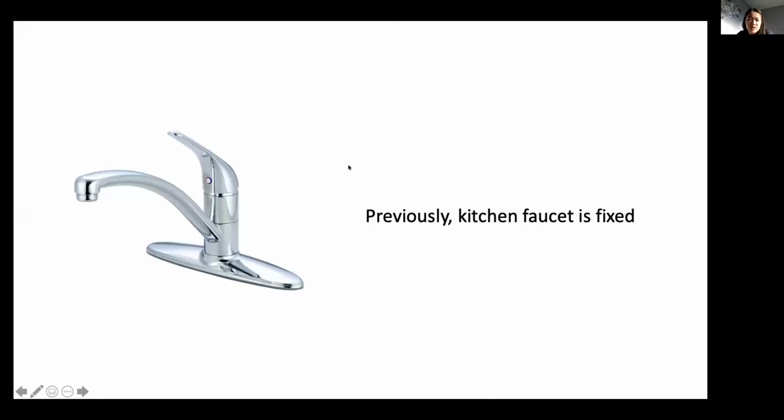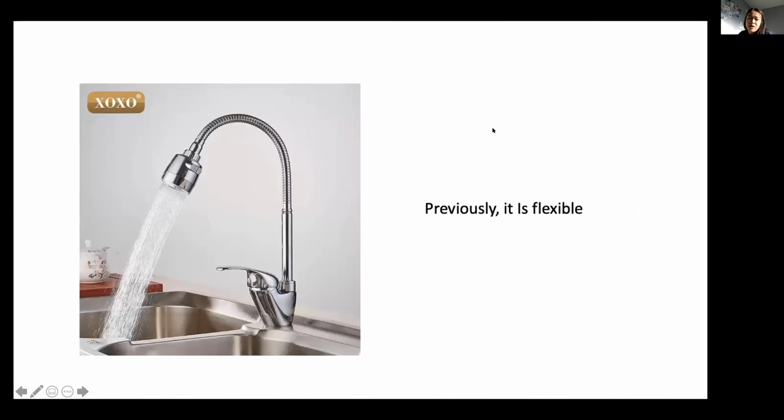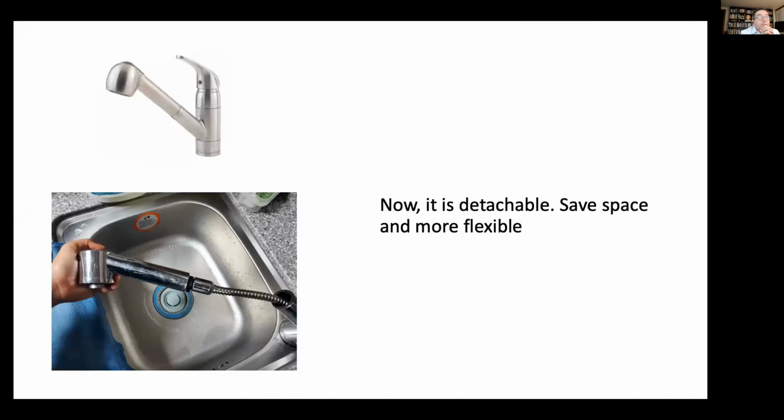Hello, Professor. Hello, everyone. So my observation for this one is a kitchen faucet. I think previously the kitchen faucet was fixed, and then it became flexible, higher, so you can move around both sinks. But currently it is even smaller, detachable, and you can move it even more flexibly and longer. I find it very fascinating. When I moved to Korea, I didn't know it existed, and I was having trouble cleaning my pot, but then my friend showed me, and I was so surprised and amazed by their technology.